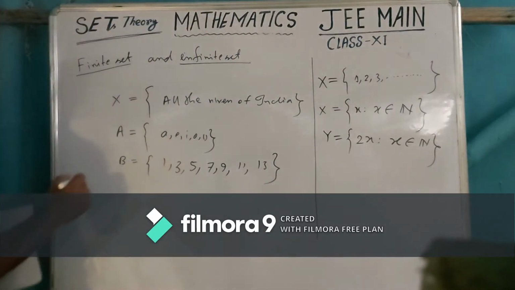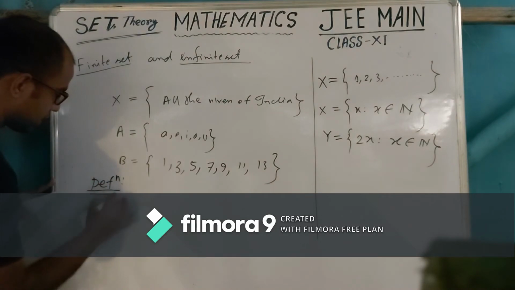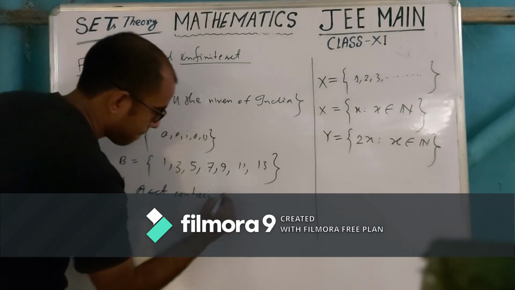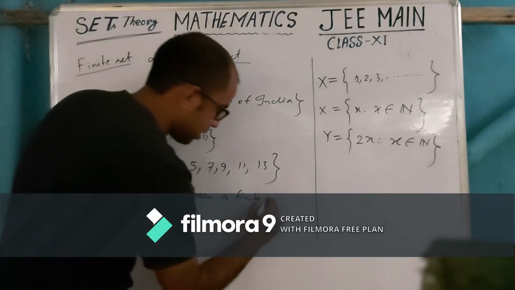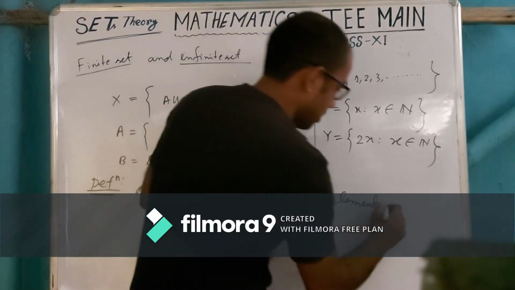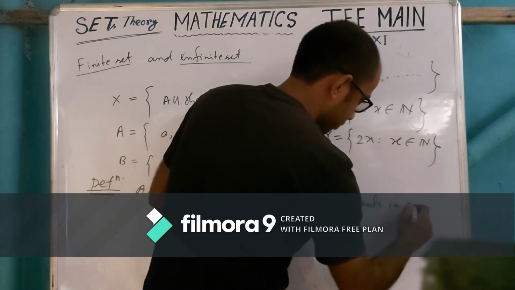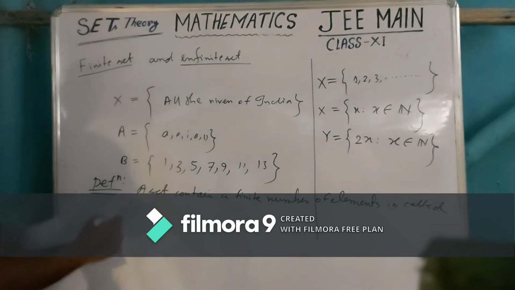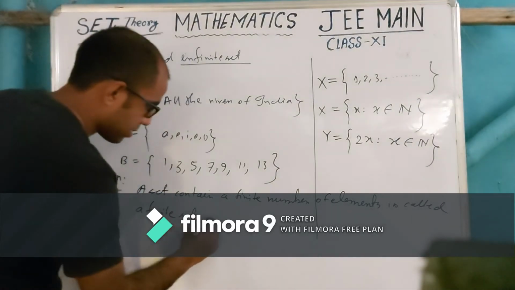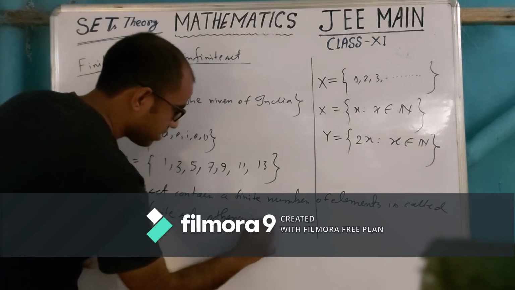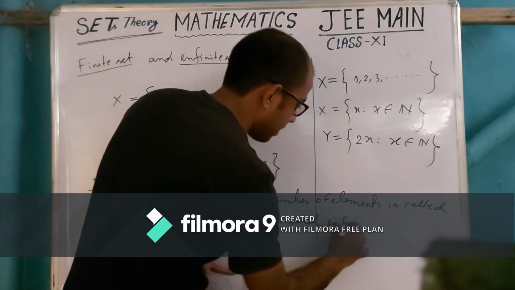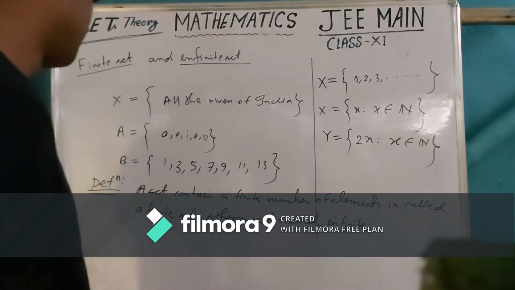So we say the definition: a set containing a finite number of elements is called a finite set. Otherwise it is called an infinite set.